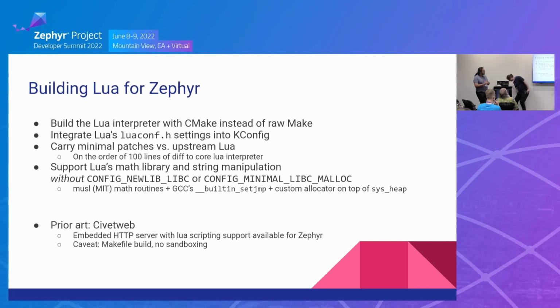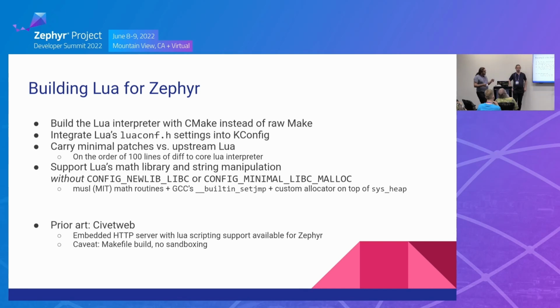Lua has a header with a bunch of conf settings that we can write some shims for, where we set them with Kconfig instead. We're carrying 100-something lines of diff against upstream Lua. Most of that is providing ifdefs for turning off facilities that we don't use or don't yet support. So Lua has file system integration, I/O integration, and interactive debug integration. That's all stuff that we're not doing now. We could do it later.